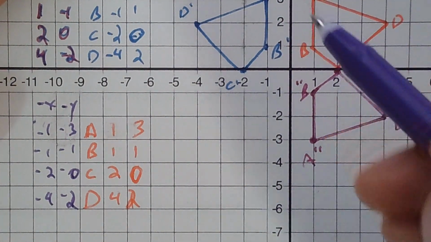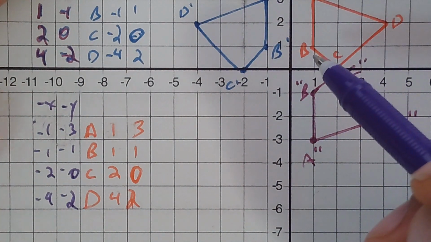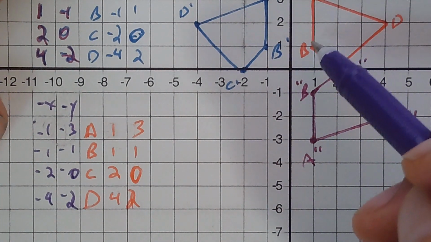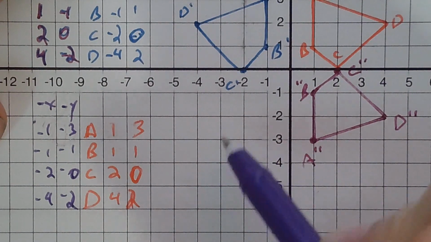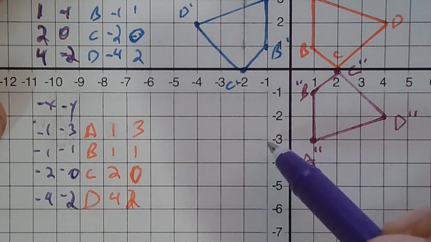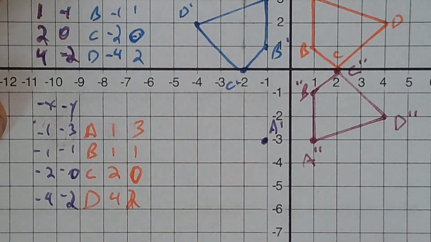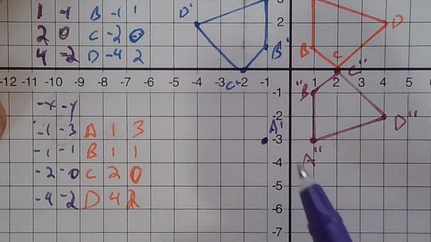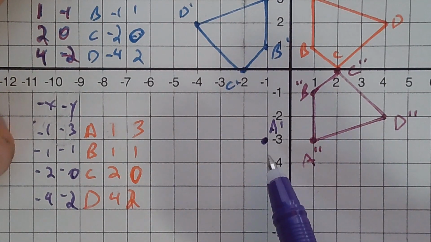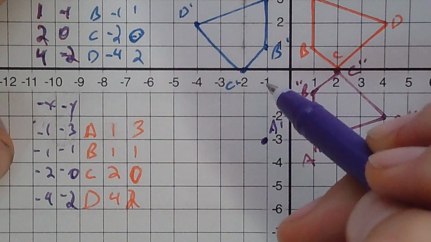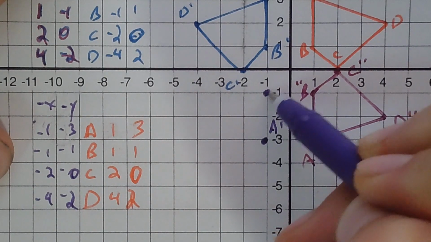Alright, so our A prime is going to be negative 1, 3. Negative 1, 3. And that's our purple A prime. Okay. And then our B is going to be negative 1, 1. That's B prime.